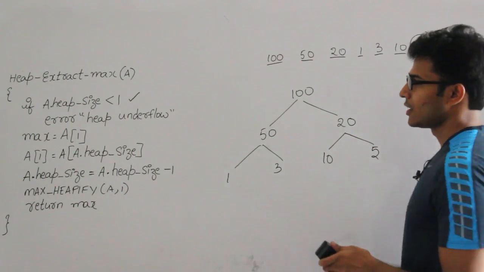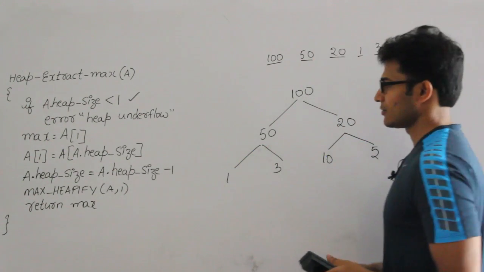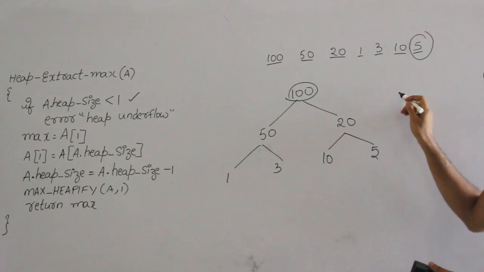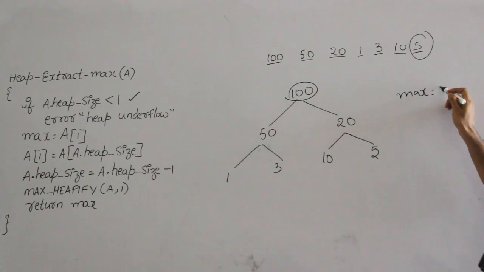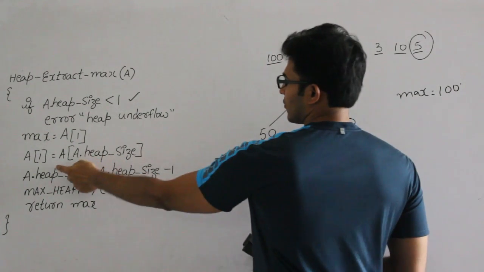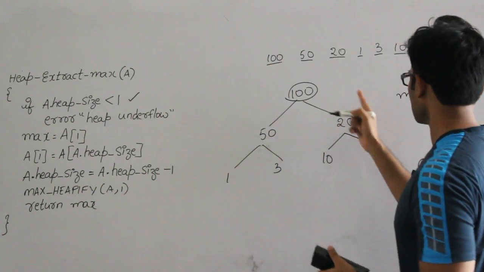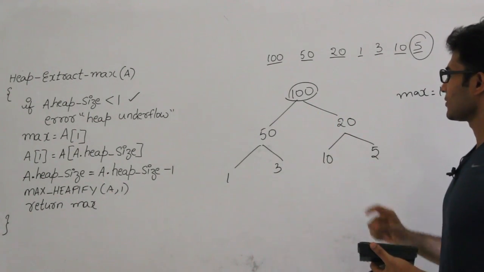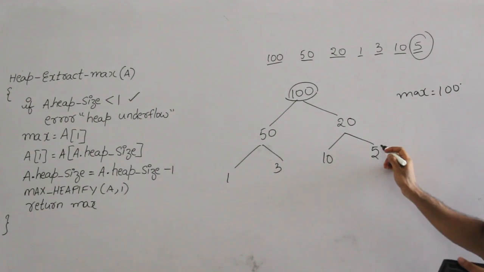So what is maximum? Maximum equals a of 1, right? Which means this is being stored. So maximum equal to a of 1 is 100, right? And the next one is a of 1 equal to a of heap size. In this case, what is the heap size? 1 2 3 4 5 6 7, right? Therefore heap size is 7.